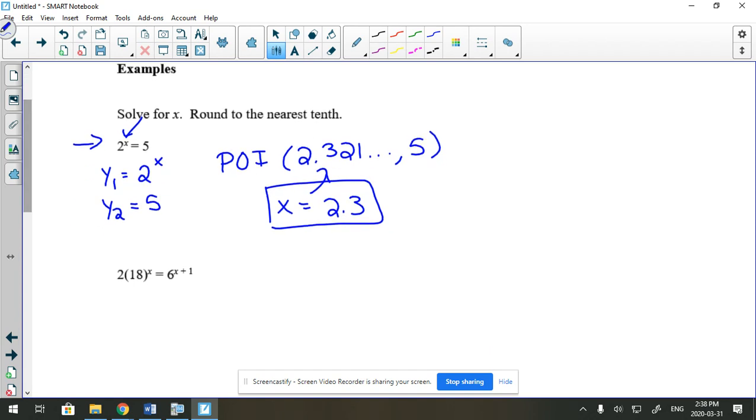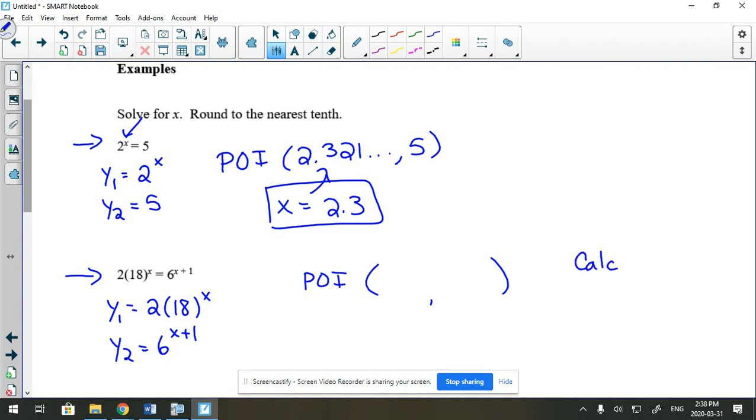Let's do this one as well. So again, same idea. We can't use common bases. So you can set your y1 equal to this, your y2 equal to this, and let's graph it and find our point of intersection. Remember, to get that, you're going to go to calc and the 5th one down, which is called intersect.